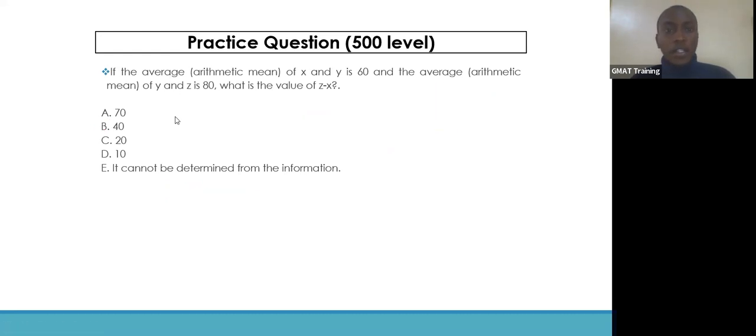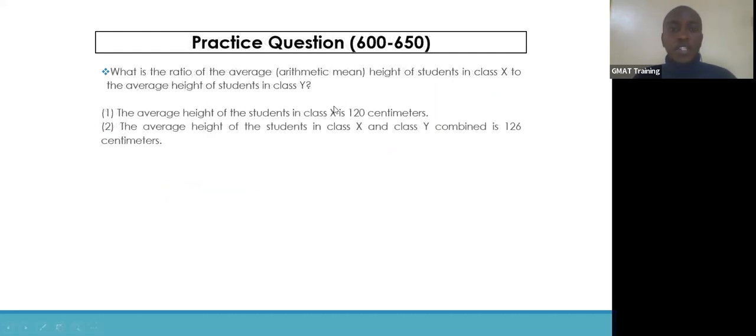Right. Let's give this other question a try, and then I'll jump in. So let me list down the answer choices, A to E. What is the ratio of the arithmetic mean height of students in class X to the average height of students in class Y? Given that the average in class X is X bar and in class Y is Y bar, we need to find X bar over Y bar. That's the ratio we'll be looking for.